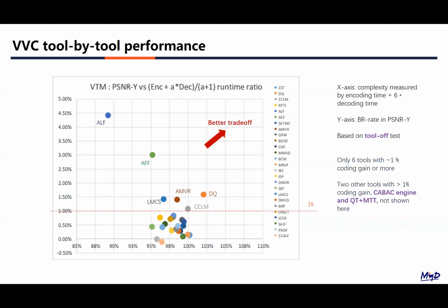I know that we have a lot of tools, but tools that have above 1% coding gain by itself, there are only 6 on this figure. There are 2 more, which are the codec engine and the MTT, the multi-type tree that I just mentioned. They also achieve more than 1% gain. Actually, MTT achieves almost 10% gain. But a lot of these tools are smaller incremental gains rather than bigger gains.